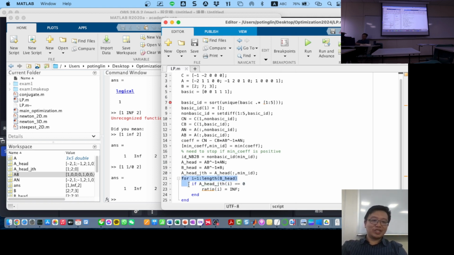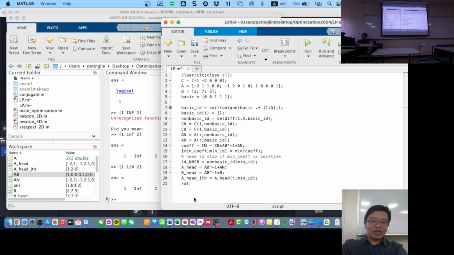Just compute the ratio. So the ratio is B hat divided by A hat J column. So if it's infinity at the end, that particular one will be infinity. And then we're going to choose the smallest positive one. This part is tricky because we don't want the negative one. It's possible we have negative here. So if we have negative value, what do we do?